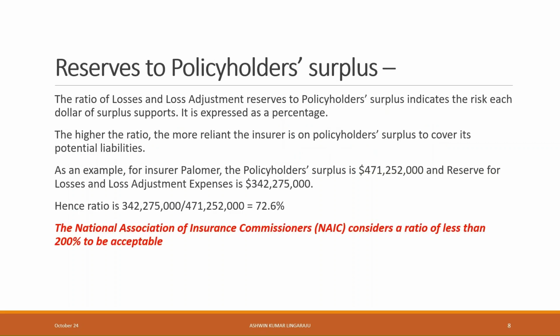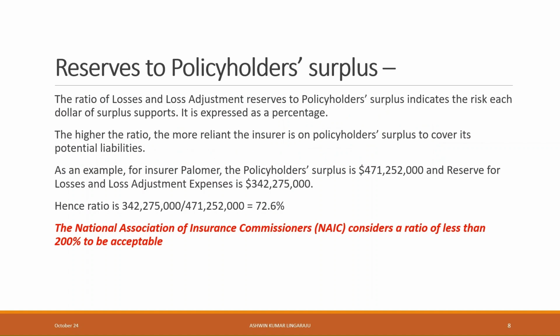The ratio of reserves to the policyholder surplus indicates the risk each dollar of surplus supports. It is expressed as a percentage. The higher the ratio, the more reliant the insurer is on policyholder surplus to cover its potential liabilities. As an example, for insurer Palomar, the policyholder surplus is about 471.2 million, and the reserve is about 342.2 million. Hence, the ratio is about 72.6%. As per the NAIC, a ratio of less than 200% is considered acceptable.